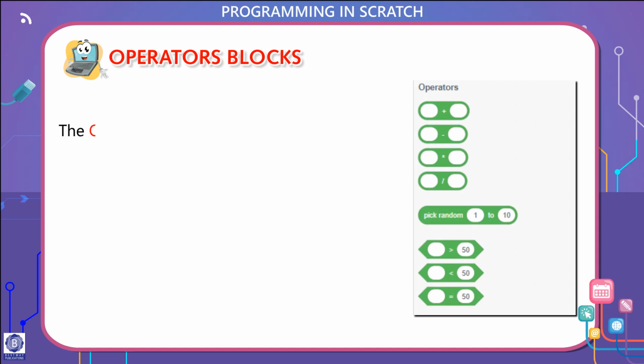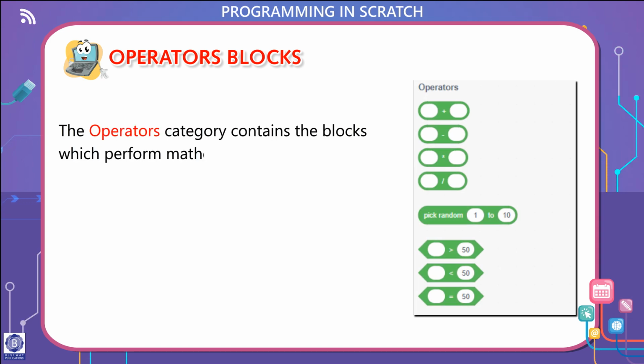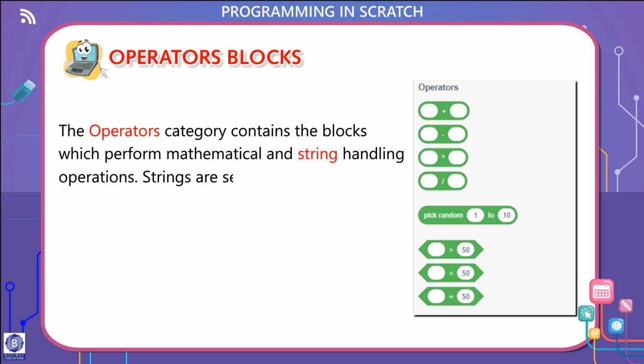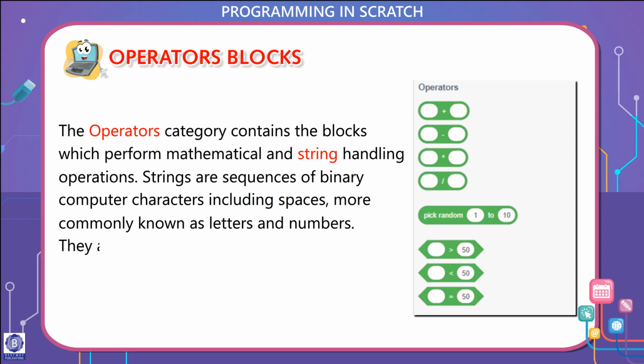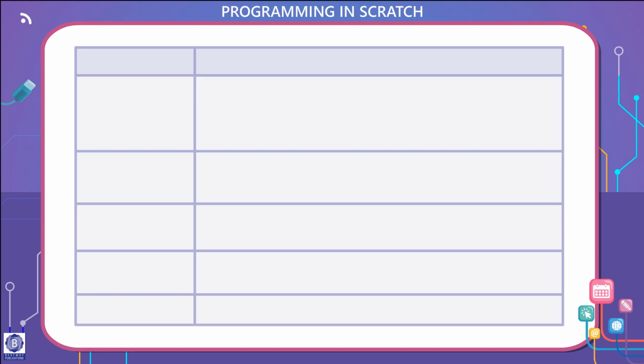Operators blocks. The operators category contains the blocks which perform mathematical and string handling operations. Strings are sequences of binary computer characters including spaces, more commonly known as letters and numbers. They are light green in color and 17 in number.